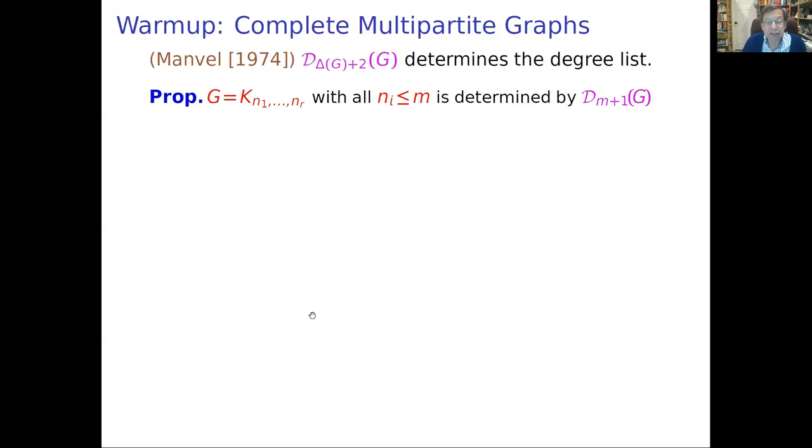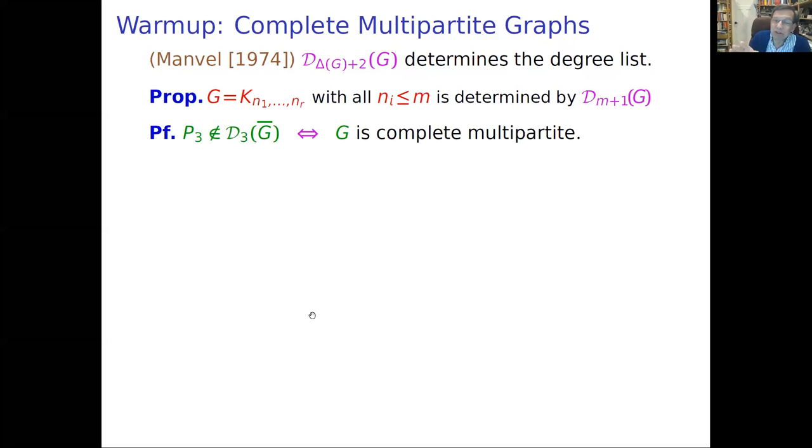Well, how do we make use of that? If you have a complete R-partite graph where all the part sizes are at most m, then that graph will be determined by the m plus 1 deck. Again, that means that there's no other graph that has the same m plus 1 deck. How do we show that? Well, because we know the m plus 1 deck, we know the 3 deck. And then we see that the path with 3 vertices is not an induced subgraph of the complement. Well, that's the same thing as G being a complete multipartite graph.